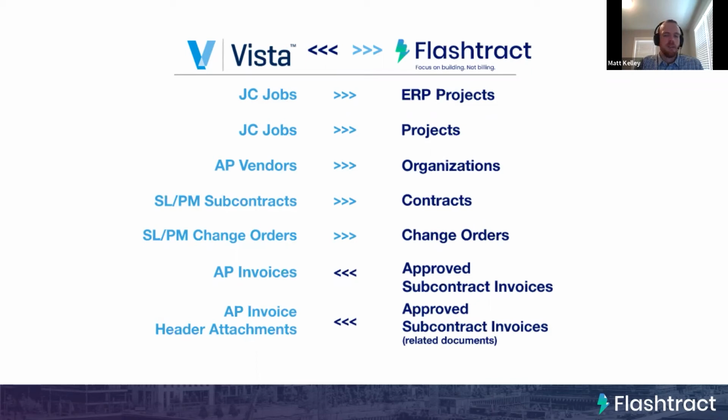And then again, once those invoices are approved in Flashtract, we can push those back to the AP invoices module, and we'll also include all of the related attachments. So any pay apps or lien waivers or anything like that that went along with the submission of that pay app.